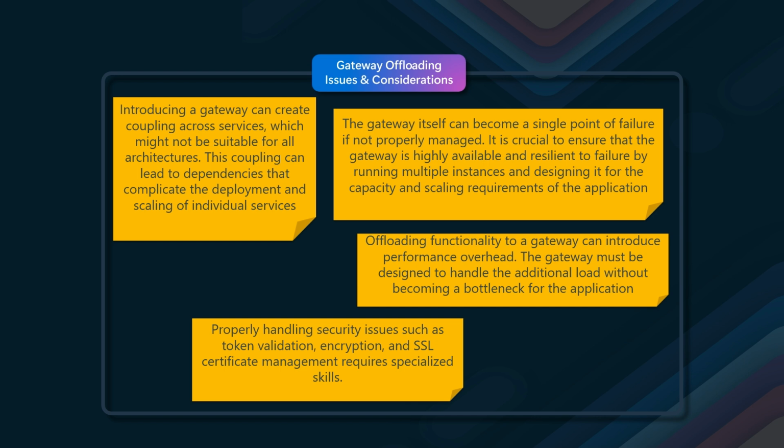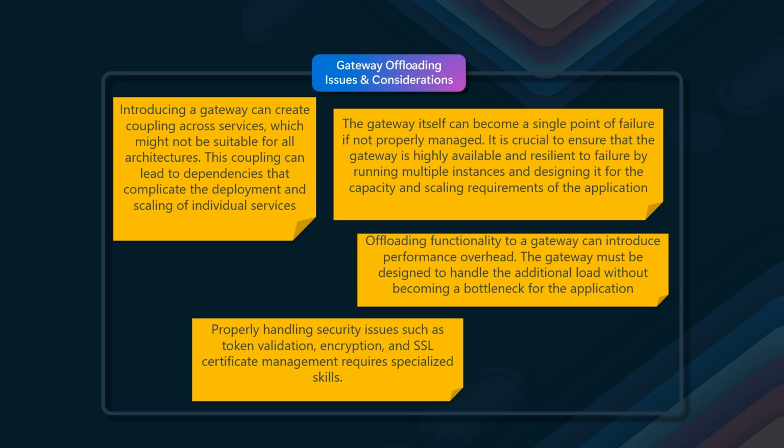Offloading specialized features such as authentication, authorization, logging, monitoring, or throttling to the gateway allows dedicated teams to manage these features. This can simplify the development and maintenance of the core application, but requires coordination between teams to ensure that the offloaded features are correctly implemented and maintained.